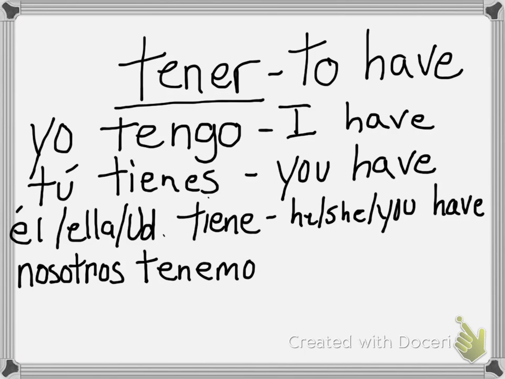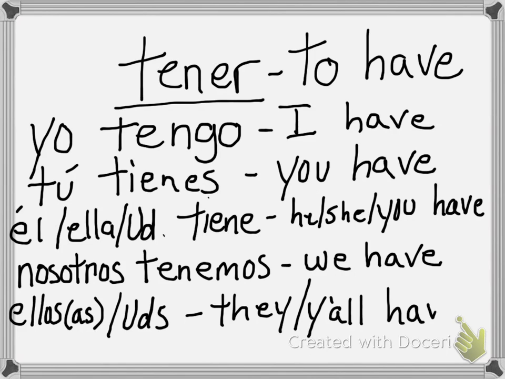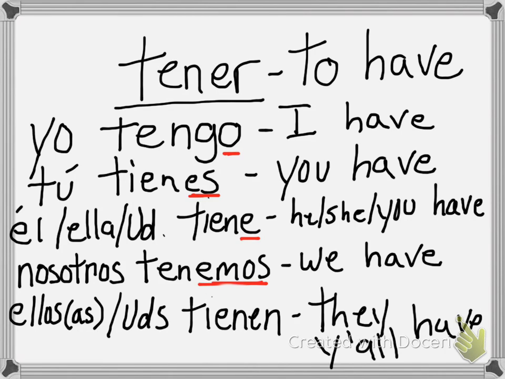We have nosotros. If that is the subject of the sentence, the form of tener that we're going to use is tenemos. And this would mean we have. Then if ellos or ellas or ustedes, if any of those are the subject of a sentence, then we're going to use tienen, which means they have or you have, plural. And again, to help you remember, I'm just including the word y'all, but it's just your plural you.